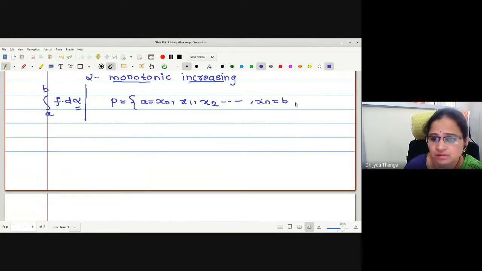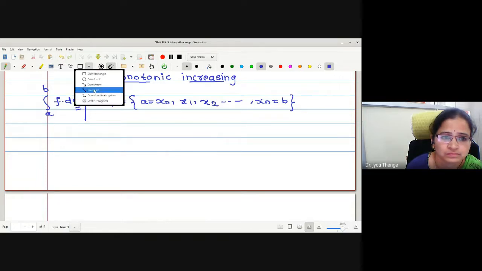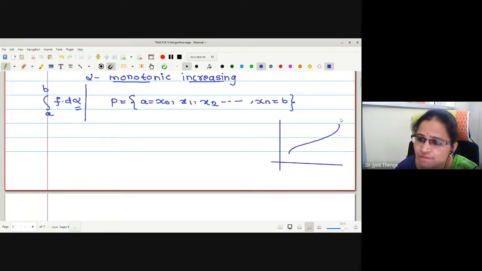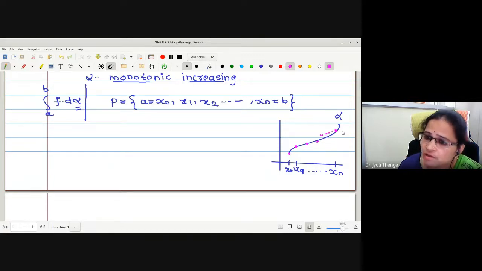Let me write it on the board. Suppose this is the alpha function with respect to which we are finding the integration. Looking at the curve, you can say this will be an increasing function. Then let us make the partition of the given x-axis: x naught, x1, and so on up to xn. With respect to these values, alpha takes some values: alpha x naught, alpha x1, alpha x2, alpha x3, and so on up to alpha xn. Looking at this, all the alpha values are increasing.